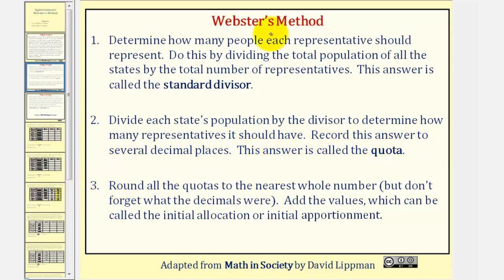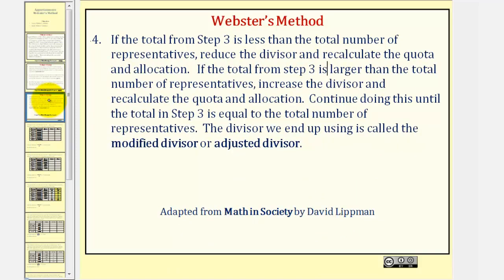Step 3 is what's different about Webster's method. We round all the quotas to the nearest whole number. Then we add these values, which can be called the initial allocation or initial apportionment. Step 4, if the total from step 3 is less than the total number of representatives, we reduce the divisor and recalculate the quota and allocation. If the total from step 3 is larger than the total number of representatives, then we increase the divisor and recalculate the quota and allocation. We continue doing this until the total in step 3 is equal to the total number of representatives. The divisor we end up using is called the modified divisor or adjusted divisor.